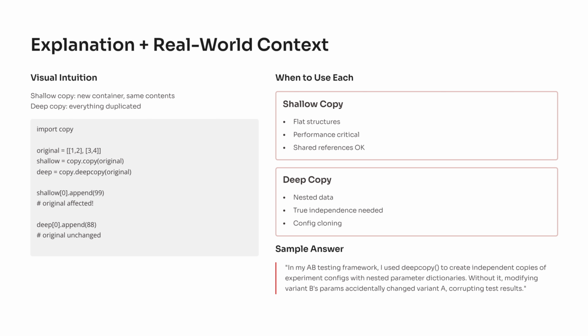Here's how I'd say it in an interview. In one of my experiments, I used deepcopy to create separate configurations for two A/B test variants. Before that, using a shallow copy caused the nested parameter dictionaries to share references. So updating one variant changed the other. After switching to deep copies, each configuration became independent, and our test results were finally reliable. That answer shows you understand not just what shallow and deep copies are, but also why they matter, especially when you're working with nested data structures in machine learning or analytics.